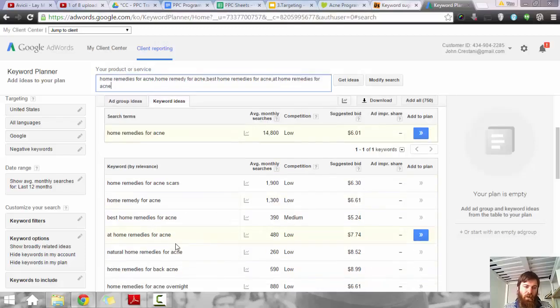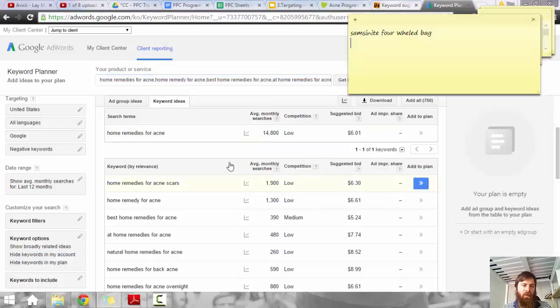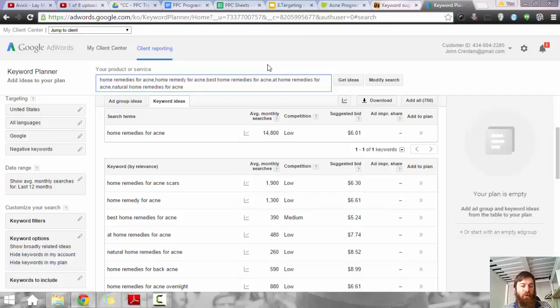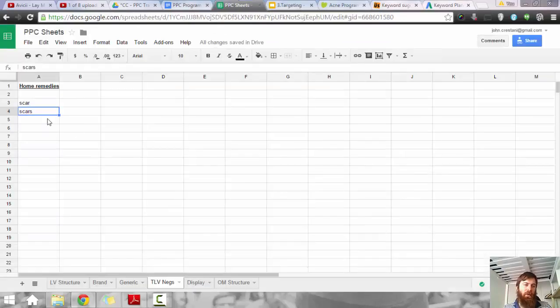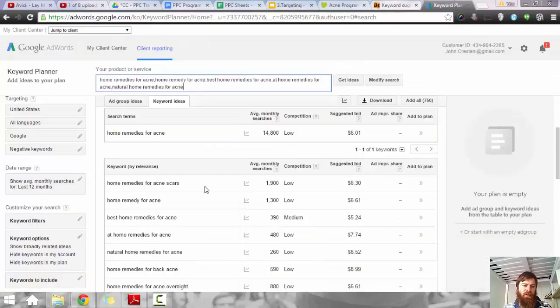home remedies, at-home remedies for acne. Let's get rid of back. We'll talk about back acne in another ad group, which is specific to back acne. So I'm going to do back, because I want to address acne, back acne, and another thing, natural home remedies for acne.